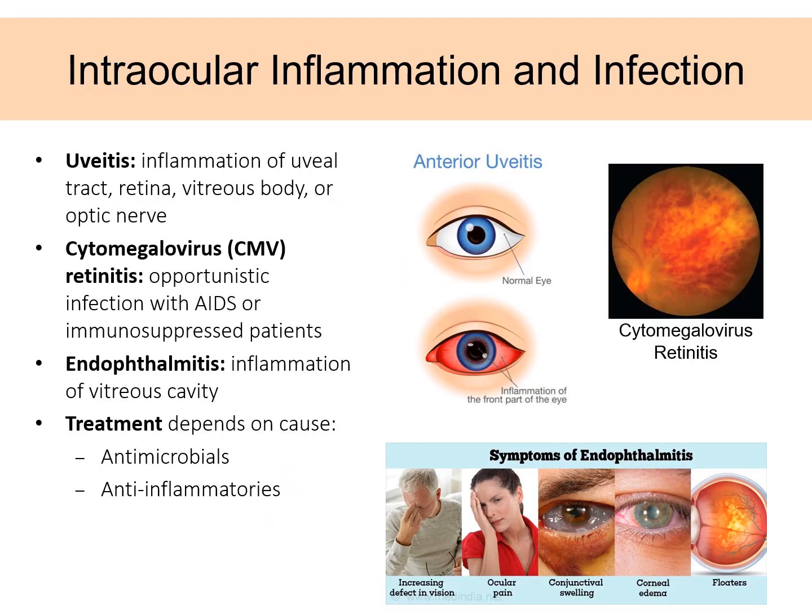Now we're moving on to intraocular inflammation and infection. So we talked about extraocular previously, so now we're talking about intraocular. So these are all the structures that are inside the eye, which can get inflamed and infected just like any other part of the body. So first up is uveitis. That includes the uveal tract, retina, vitreous body, and optic nerve. So all of those things can become inflamed for various different reasons.